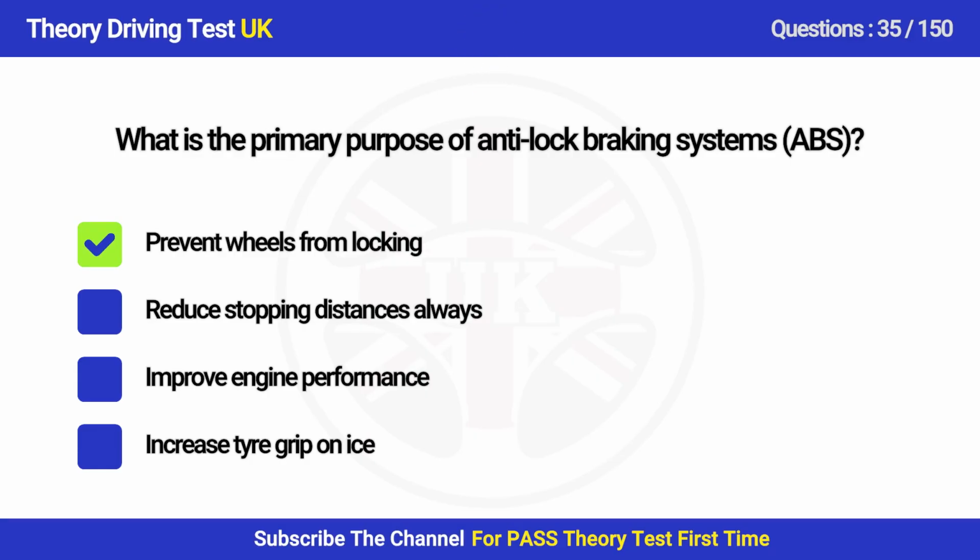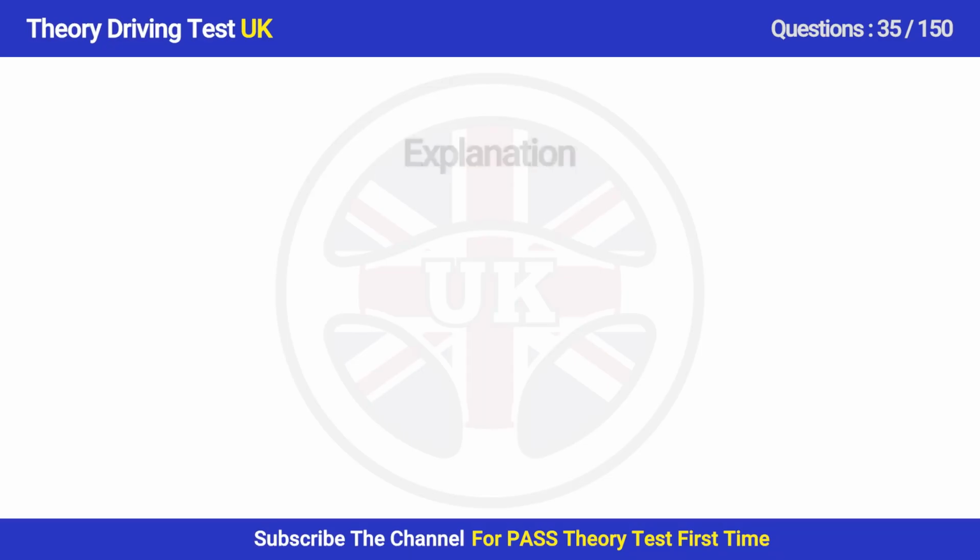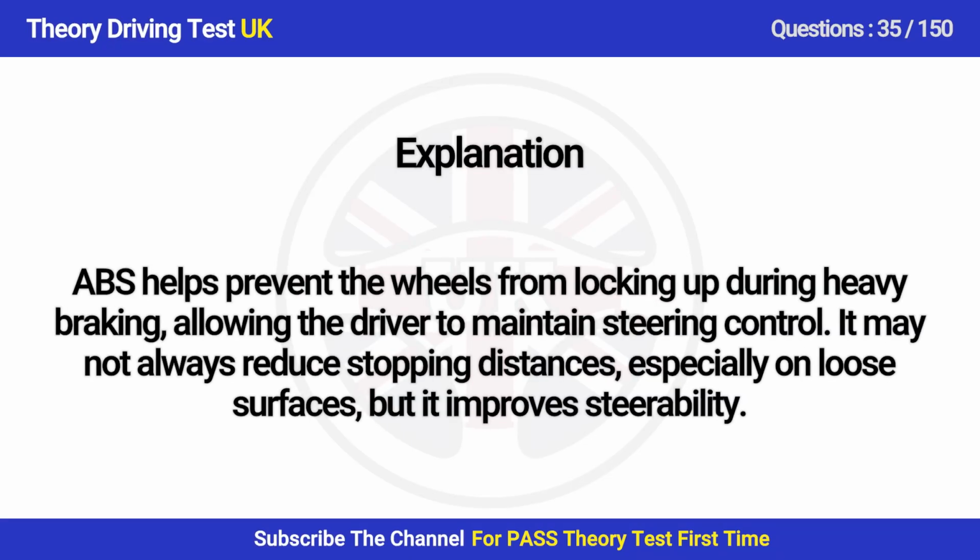Answer is A. Prevent wheels from locking. ABS helps prevent the wheels from locking up during heavy braking, allowing the driver to maintain steering control. It may not always reduce stopping distances, especially on loose surfaces, but it improves.